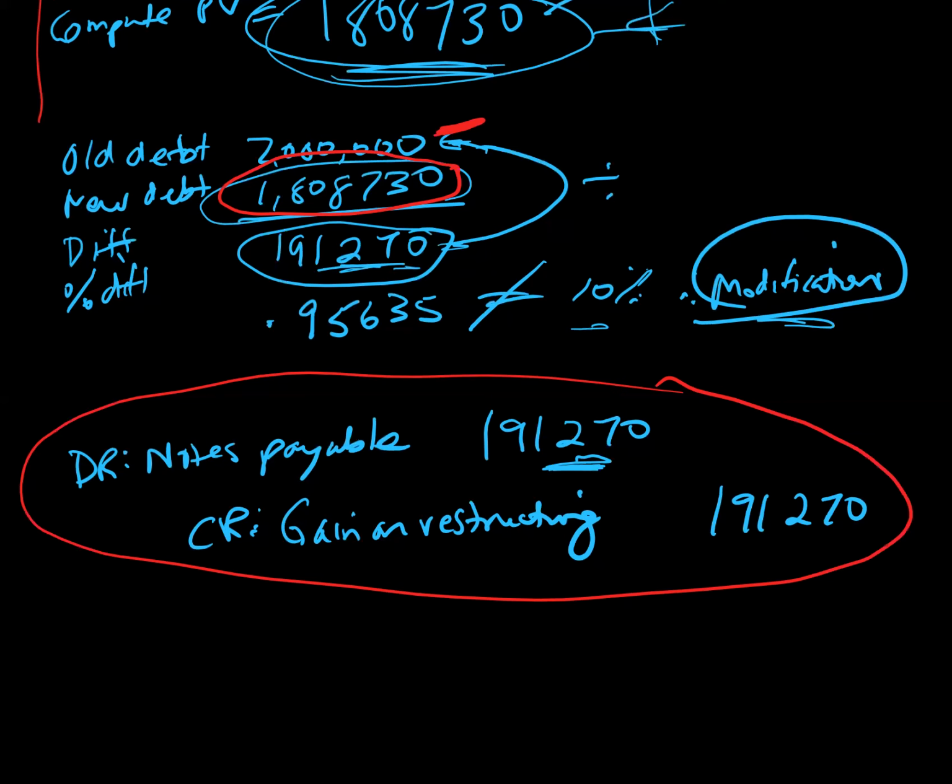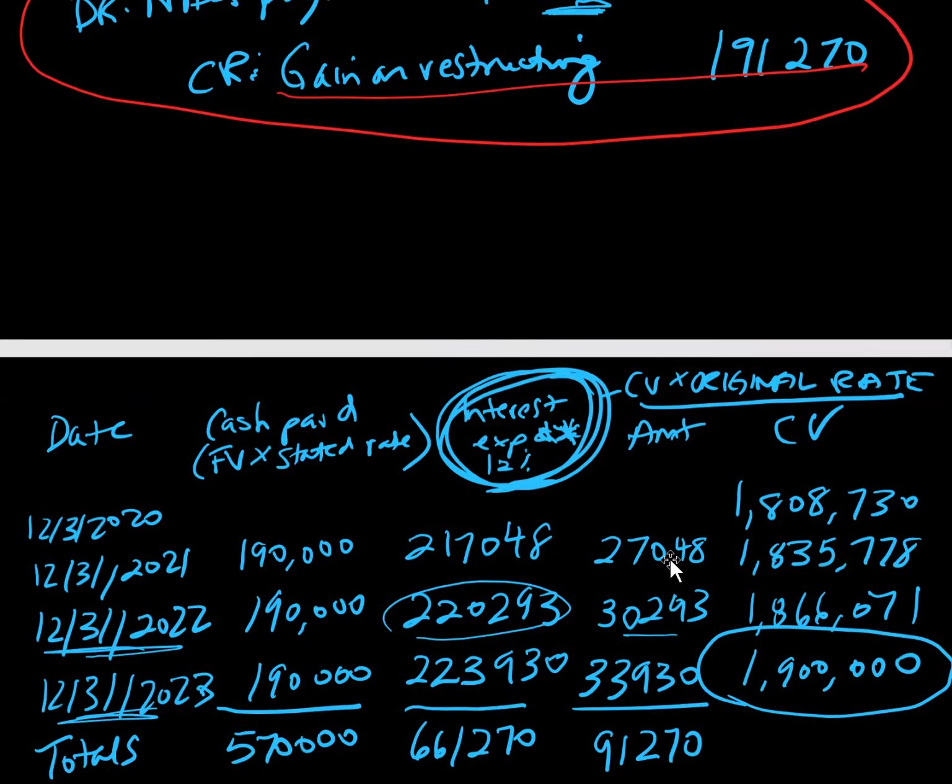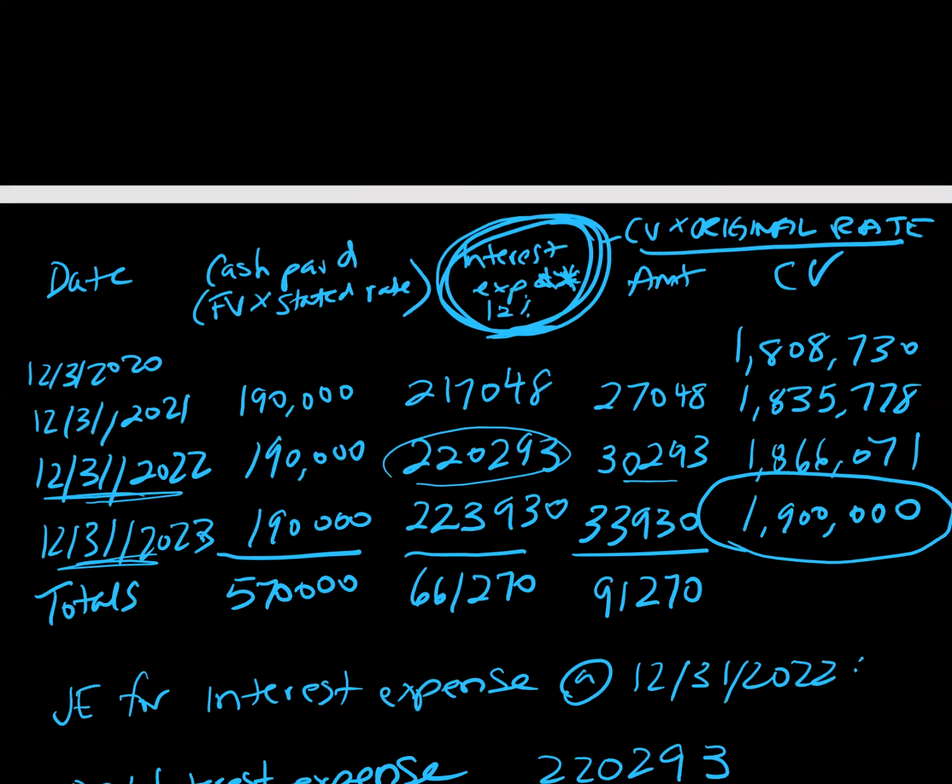ASPE says there should be no P&L impact on day one. It doesn't agree with IFRS that you would have this gain on restructuring. There's no gain on day one under ASPE. The way that we recognize the fact that the terms of the debt have changed is through the interest rate that we're going to use. Looking down at our amortization schedule using IFRS, remember how we had this interest expense, which was the carrying value of the debt times the original rate?